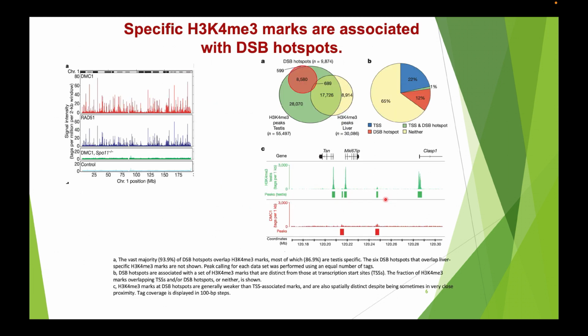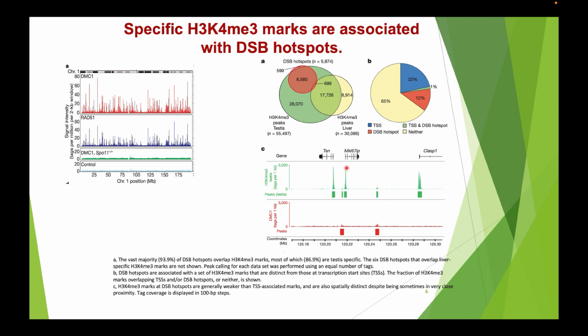In our lab, we showed for the first time that these recombination hotspots are associated with H3K4 trimethylation marks, and we published a paper in 2010 in Nature. How we did that: we did chromatin immunoprecipitation followed by next generation deep sequencing. This ChIP-seq is a very powerful tool to find out the genome-wide recruitment or localization of a protein.